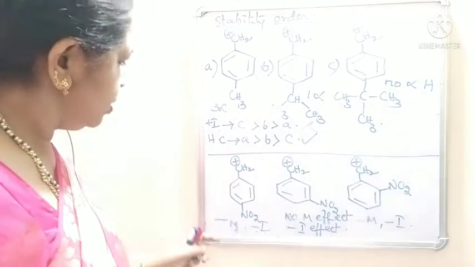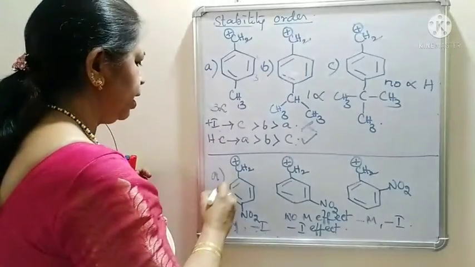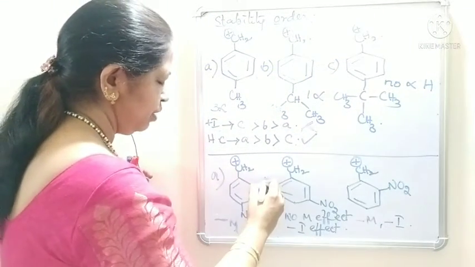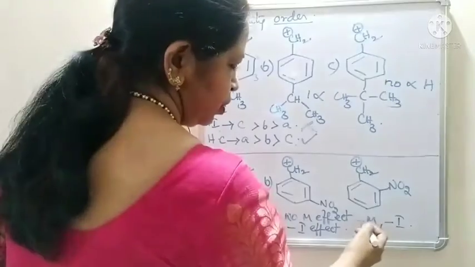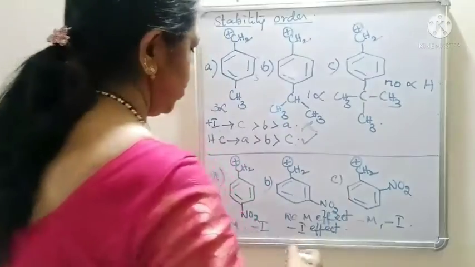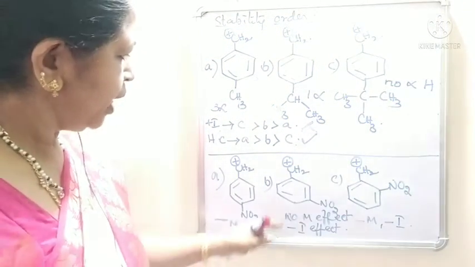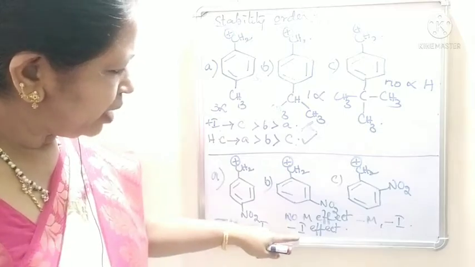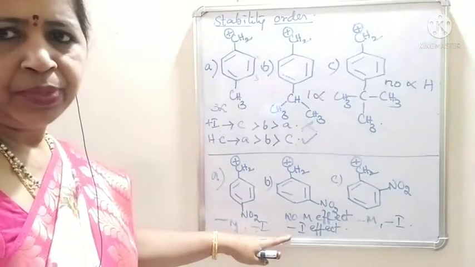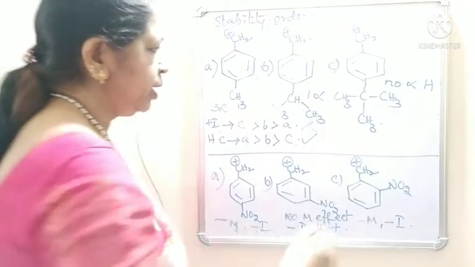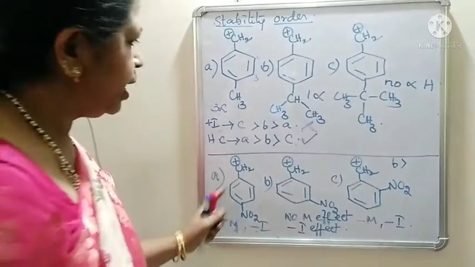So two effects are operating in the first one, A, only one effect is operating in B, and two effects are operating in C. Now, which is more stabilized? Here only one effect is operating, so B will be more stable. B is more stable than A or C.